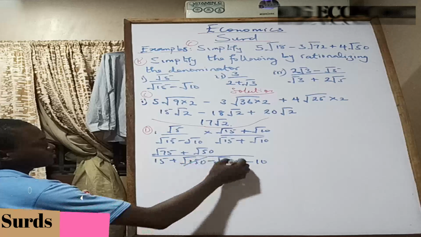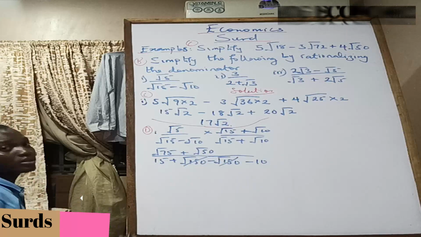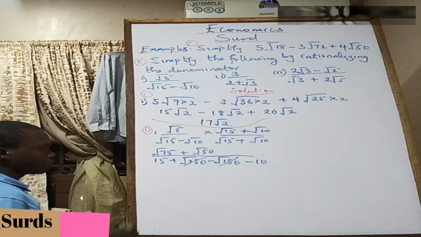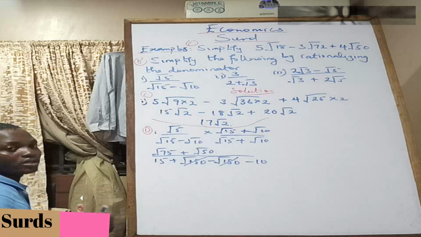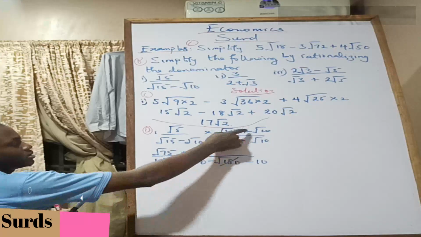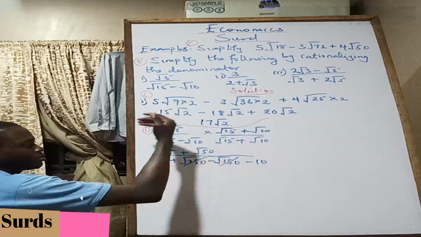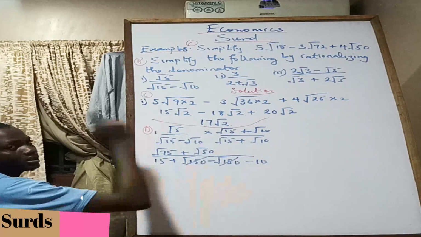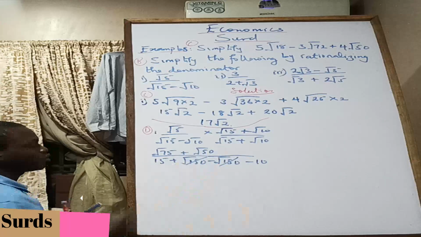So plus root 150 minus root 150 will cancel out. It is always like this. So if it is not canceling out, then that means you've made a mistake. You go back to your work. Because we are trying to rationalize, that's why we are changing the sign from minus to plus, or plus to minus, so that these two can take each other out. And we are just left with whole numbers.